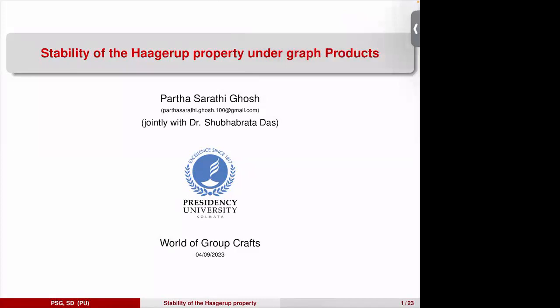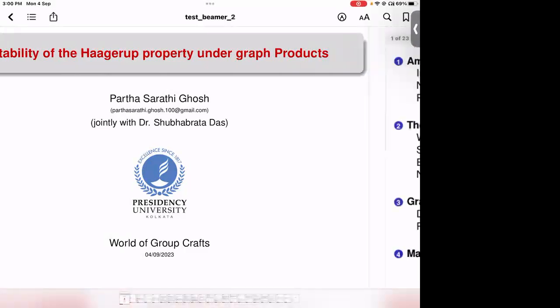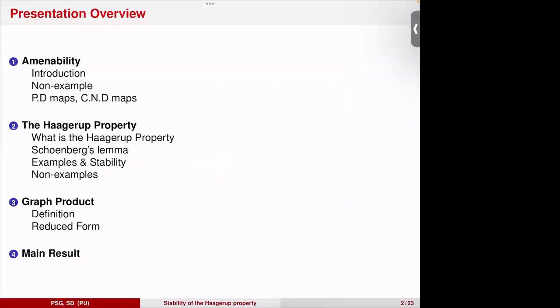Today I am going to talk about the stability of the Haagerup property under graph products. So now we are going to the slides. Basically, this is our overview. I will firstly talk about amenability, then some slides will follow up for the Haagerup property. Then I will define what is a graph product, and then we will discuss our main result.